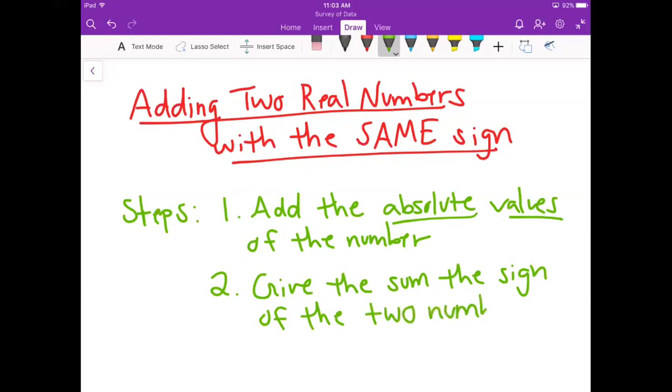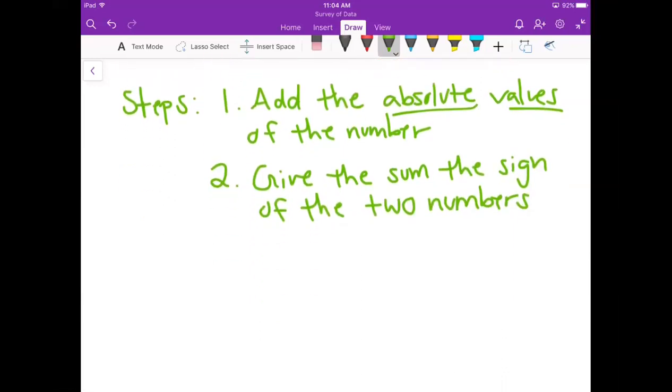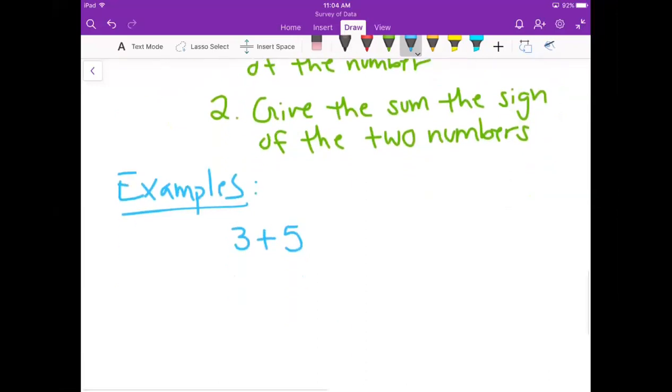So if you add two positive numbers, you're going to get a positive answer, a positive sum. But if you add two negative numbers, your final sum should be negative. And that's it. Okay, so let's look at some examples. The easiest thing to do is to add two positive numbers together. The absolute value of a positive number is a positive number. So here I just think, okay, 3 plus 5. I don't even really have to think through those steps. We know how to do two positive numbers. That's just 8.